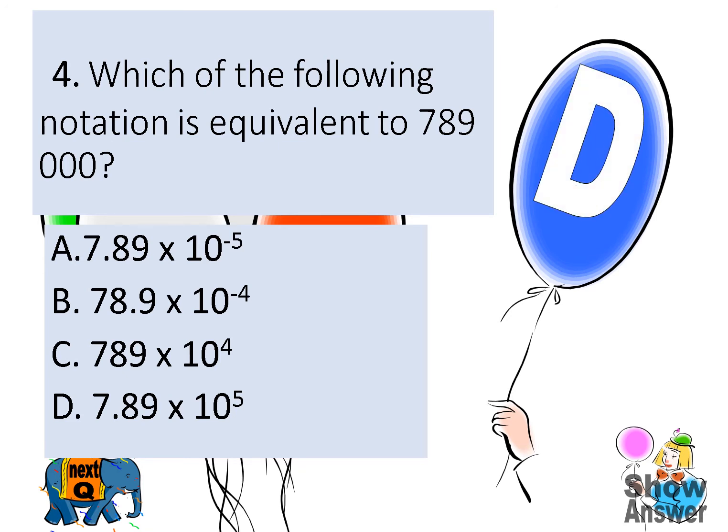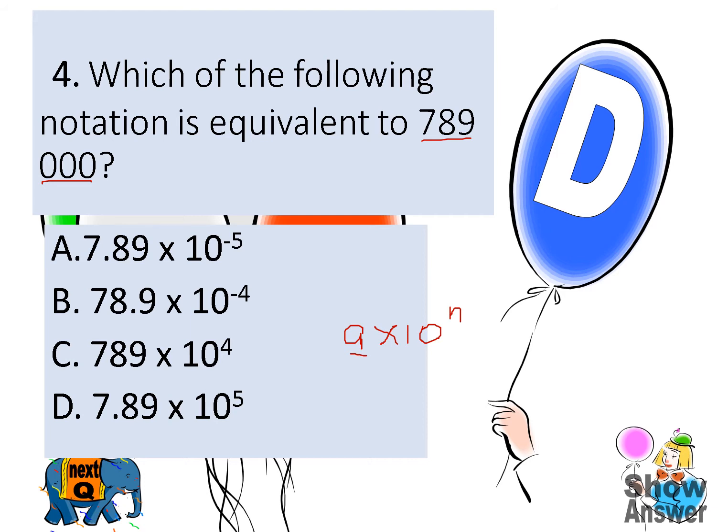Why is it letter D? So if we're going to recall, when we have scientific notation, it should be in the form a times 10 to the power of n, where your first factor a should be greater than or equal to 1 but less than 10. So we will rewrite this number into scientific notation.